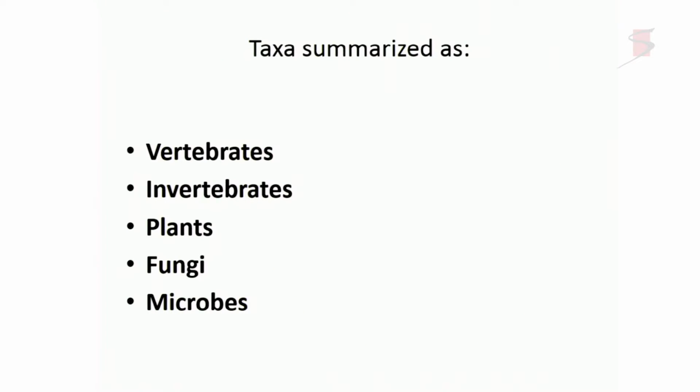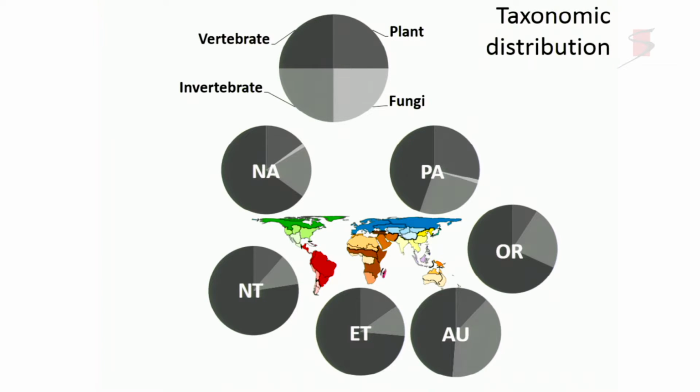I broke this down into vertebrates, invertebrates, plants, fungi, and microbes. Okay, and as you can see here, vertebrates are kind of the big popular theme. And you get a little bit of a scattering of plants and invertebrates elsewhere. Again, Australia is big on invertebrates, and the Palearctic region is pretty big on plants and invertebrates.